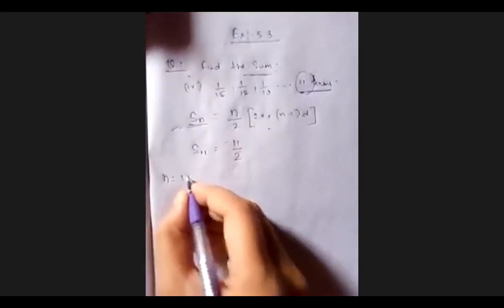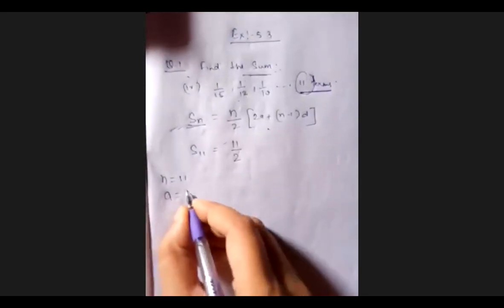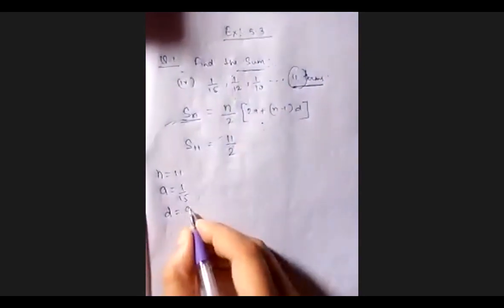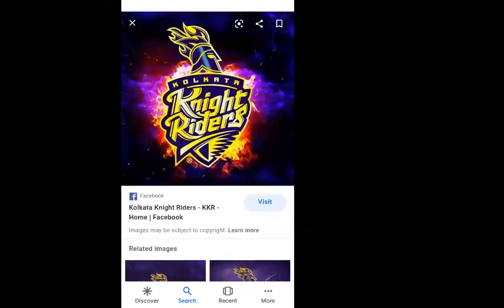What is your n? 11. This is your n, right? So you can write here n is 11. What is your a? 1 upon 15. And what is your d? d is the succeeding term minus the preceding term. So you can take this also: a2 minus a1. I am doing 1 upon 12 minus 1 upon 15.